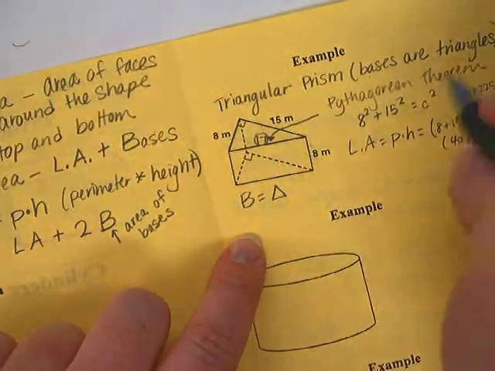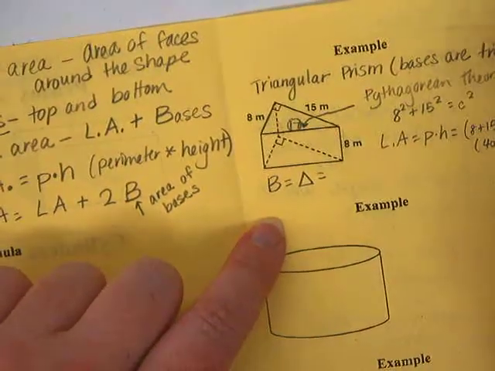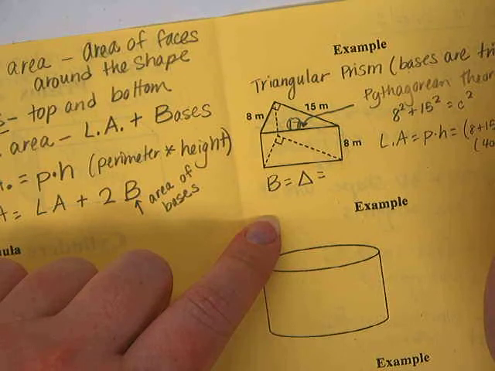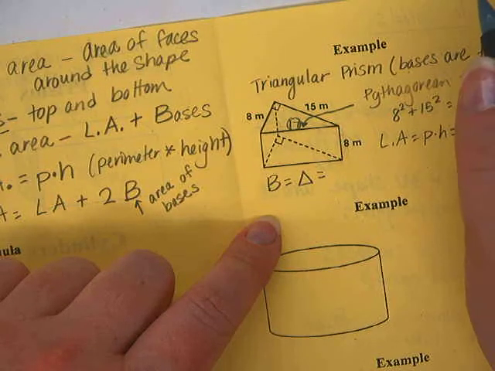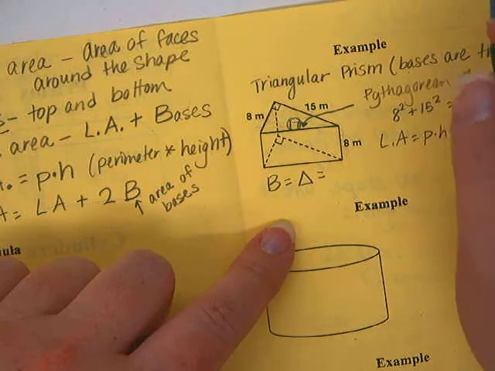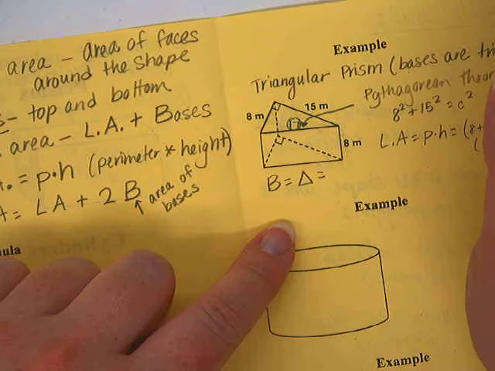Okay, what shape is the area? What shape is our bases on this problem? What shape is the base? It's a triangle. How do we find the area of a triangle? Anybody remember how to find the area of a triangle? How do you find the area of a triangle?